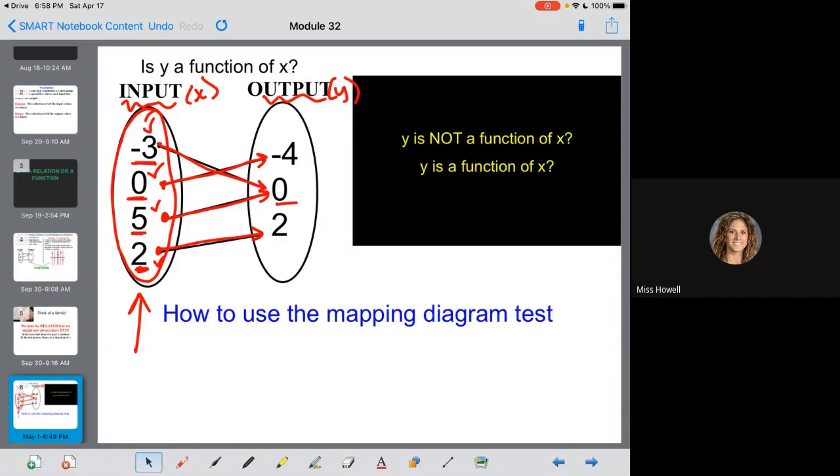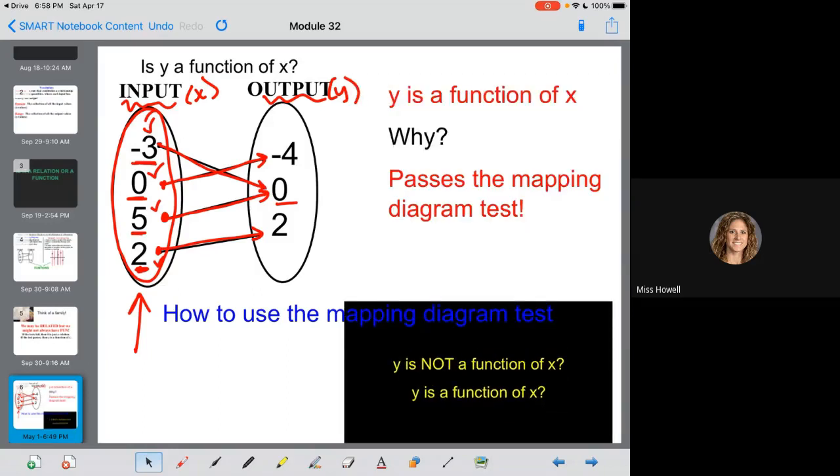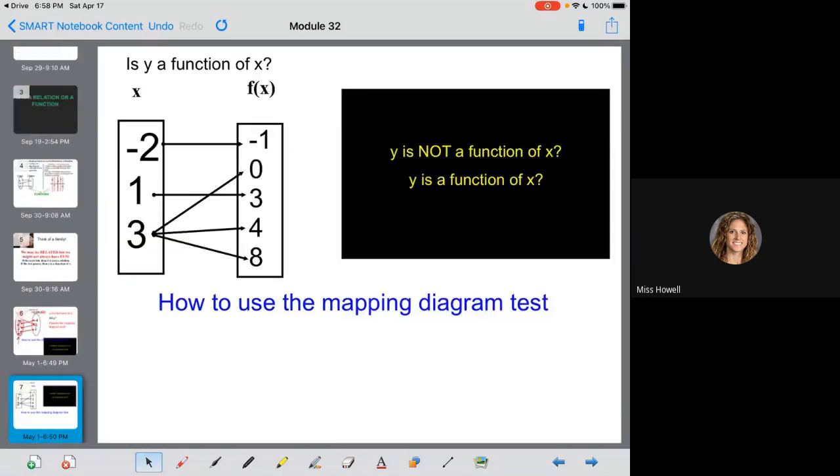If that's the case, then it passes the test and we would say that y is a function of x. Or the other way to say it is this mapping diagram represents a relation that is a special type called a function. So let's look at another one. All right, we're going to run our mapping diagram test. We want to look just at our x or input or domain part of our picture.